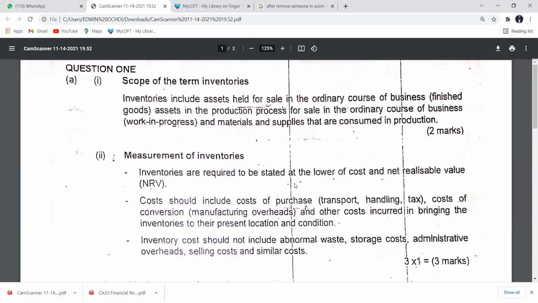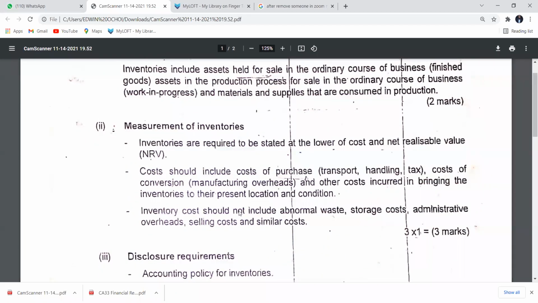Inventory is required to be stated at the lower of cost and net realizable value under IAS 2. Cost should include the cost of purchase, that is transport, handling, and tax, and the cost of conversion, which is manufacturing overheads, and other costs incurred in bringing the inventory to their present location and condition. Inventory cost should not include abnormal waste, storage cost, administrative overheads, selling cost, and similar costs.